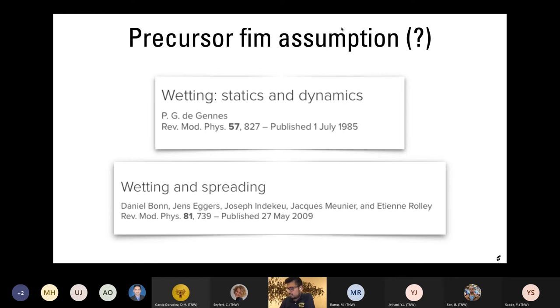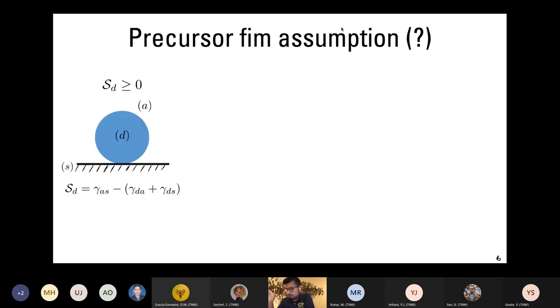And I urge you all to read it. These two articles are quite nice. So what they say is once you bring this drop close to a substrate, and by the way, throughout the talk I will only talk about positive spreading coefficients. So I won't talk about the one where you have an equilibrium contact angle, only the one where the liquid spreads everywhere.